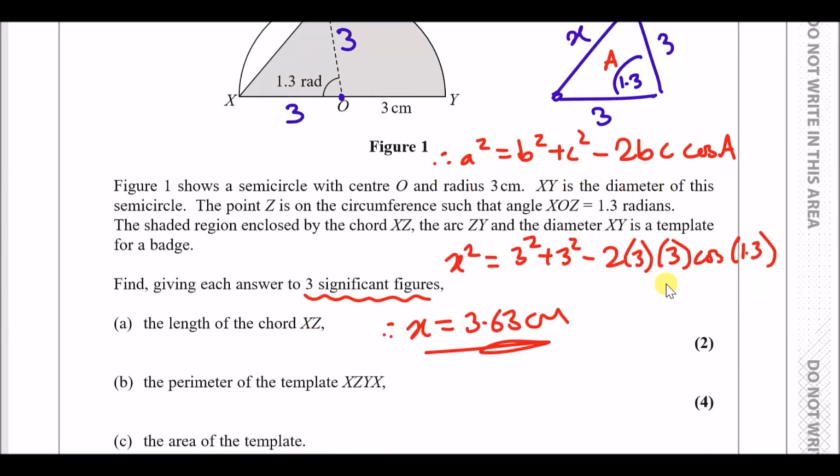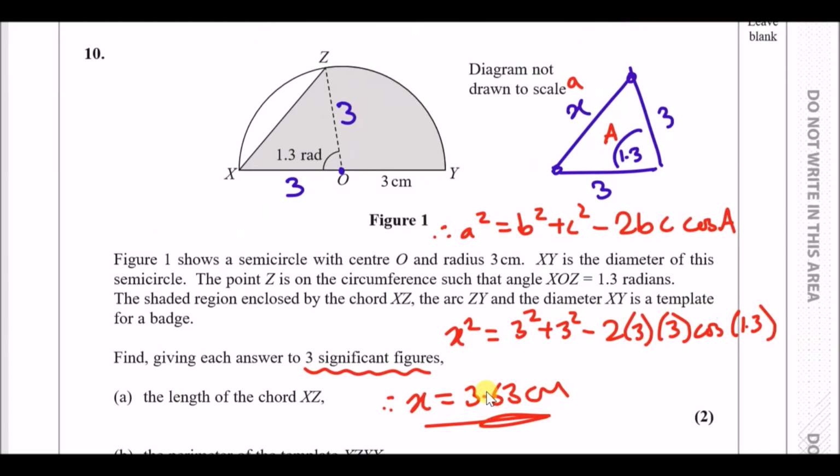So now let's look at part B. Here they want to find the perimeter of the template XZYX. In other words, we start from X up to Z, all the way down to Y, and then back to X. So what do we know? We just determined the length of XZ. It was 3.63. We have 3 here, we have 3 already. So technically, we just need to work out what this arc length is.